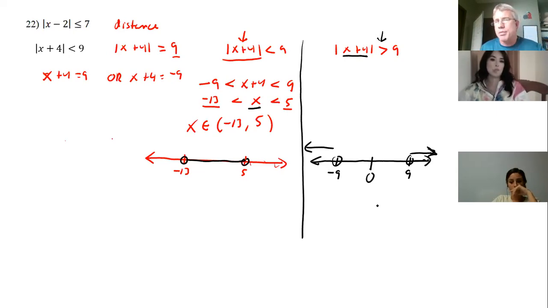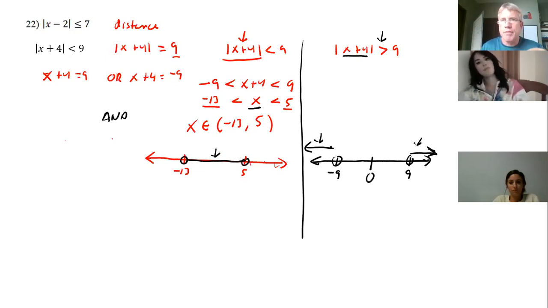And it's impossible to be both of these things at the same time, right? I can't be bigger than 13 and less than 5 at the same time. That's what makes this an and statement. Over here, I can't be bigger than 9 and below negative 9 at the same time. So I have to be one or the other, but I can't be both. So it's an or statement.